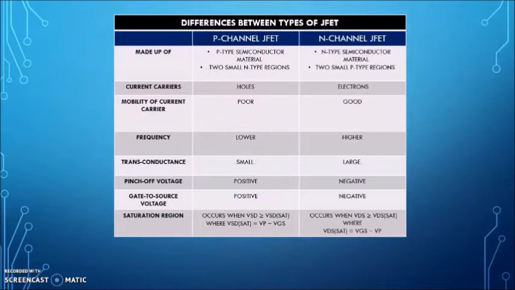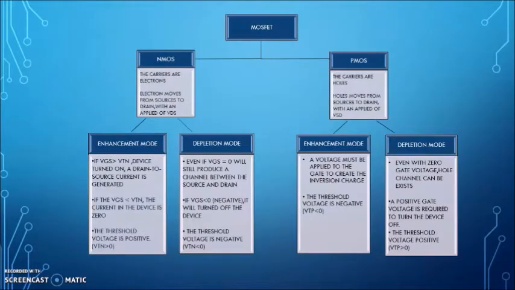Let's continue with MOSFET. Basically there are two types of MOSFET, which are NMOS and PMOS, both of which can operate in enhancement and depletion mode. So here is the summary of their operation. We're going to elaborate and explain in detail on the next slide.